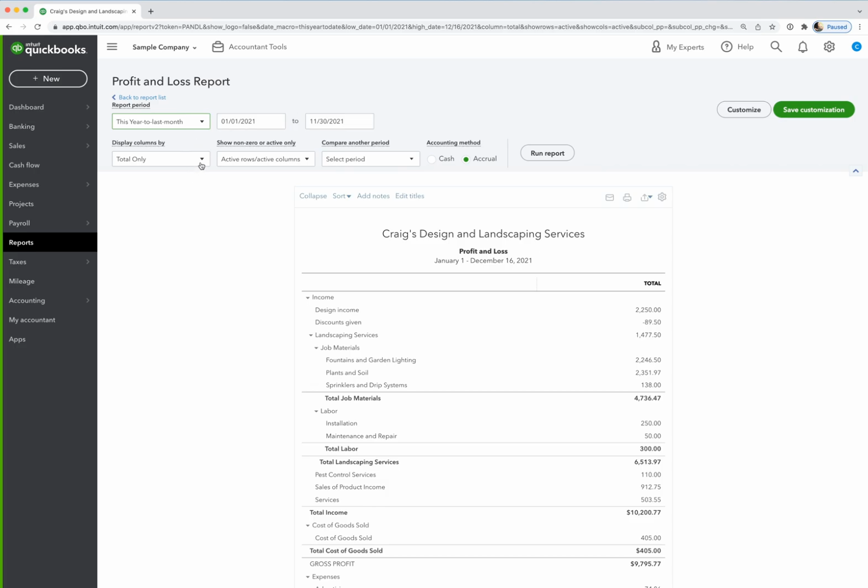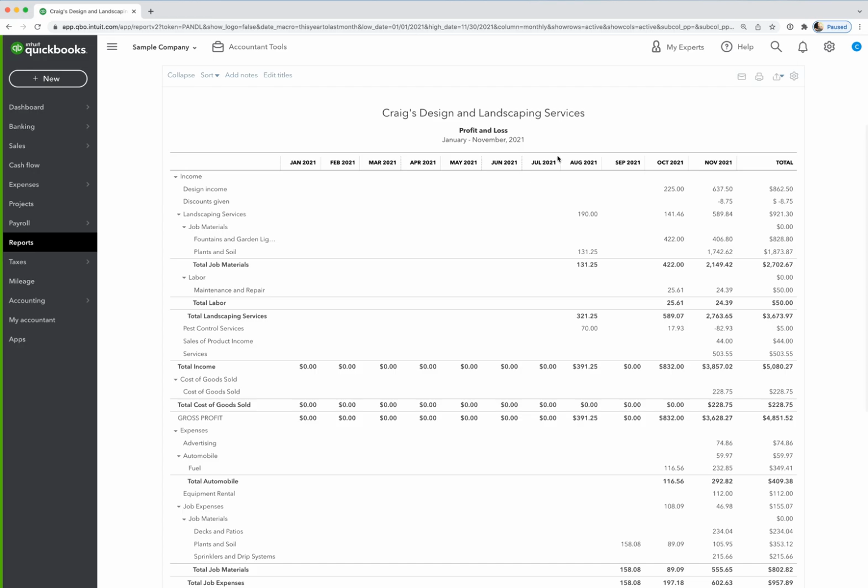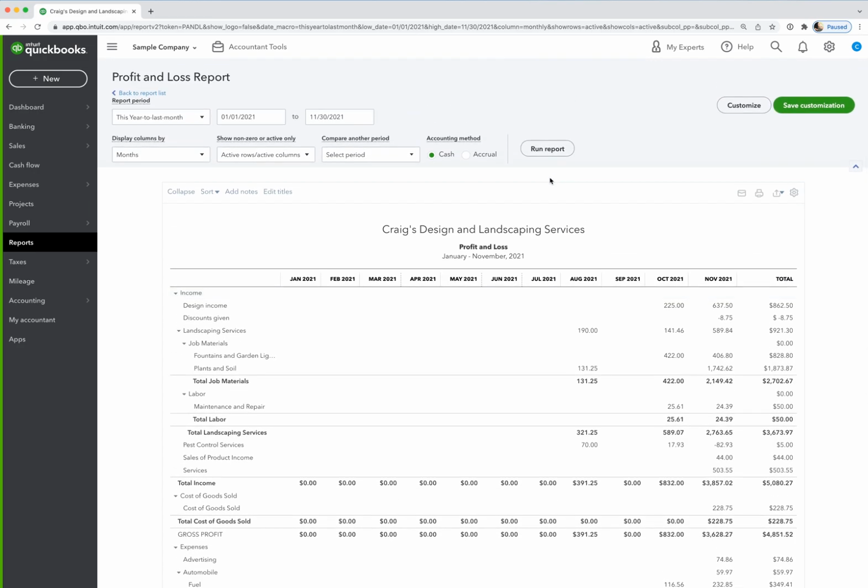And then display columns by, I like to see this report monthly so I can get monthly numbers. So you can choose that. And then the last one we're going to tweak for now is accounting method. So just depends on what your accounting method is. And a lot of you will be cash, so we'll choose cash in this case. And then go to run reports. Don't forget to click on this button to update it. And now we see a nice profit and loss laid out by month, starting from January through November.